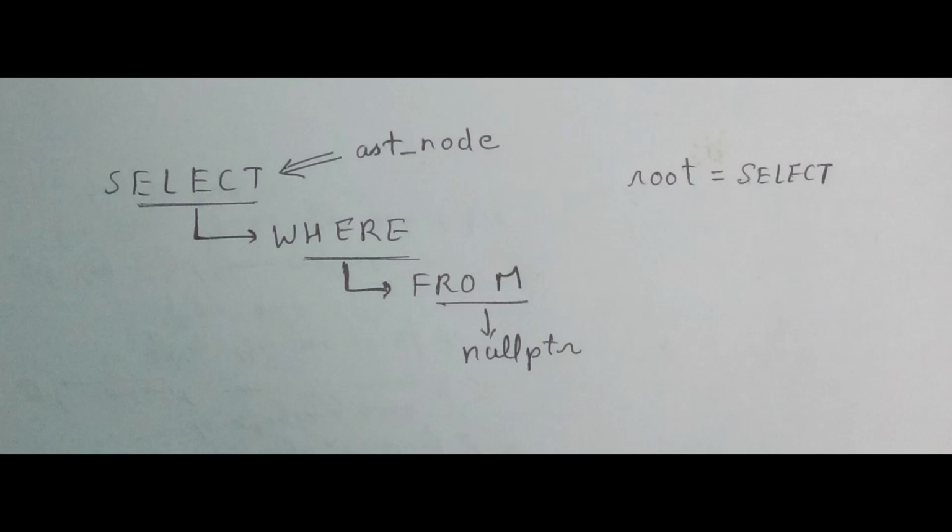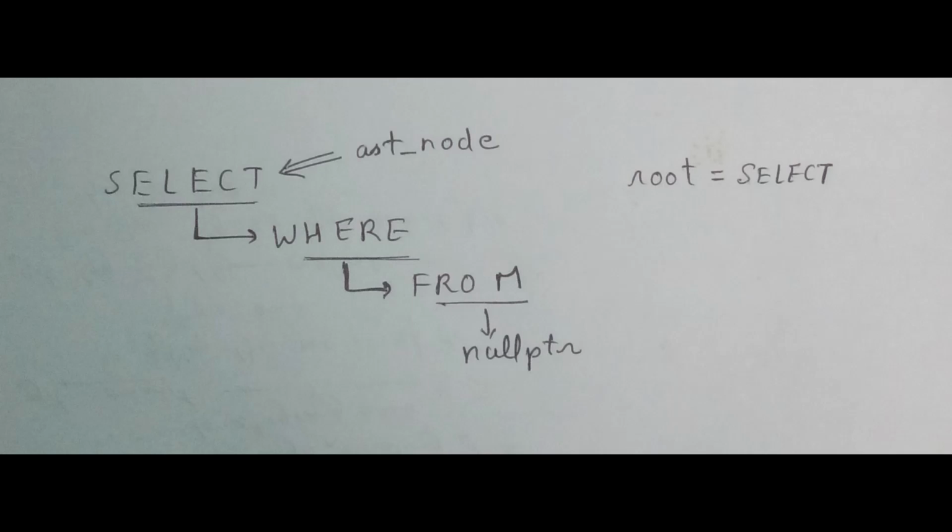Initially the AST node points to the select node, and the select node is always going to be our root node, right? Here on the right side I have mentioned it. We always start traversal from the root node or select node. In our next iteration, we will go to the where clause, and in our next iteration, we will go to the from clause. So we will loop until we reach a null pointer.